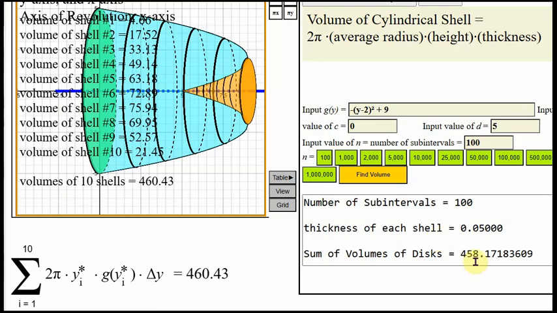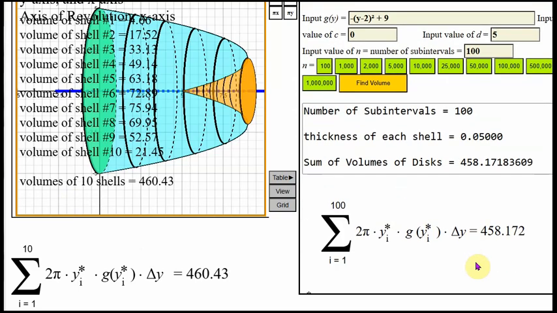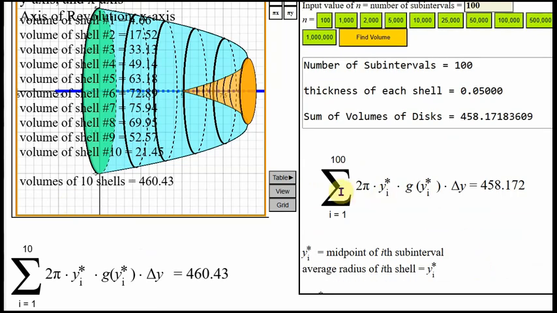Then we get 458.17. And then here's the summation notation for 100 shells. Again, y sub I star, that's the average radius. That's the distance from the axis of revolution to the middle of the shell. This is the height of the shell. This is the thickness of the shell.